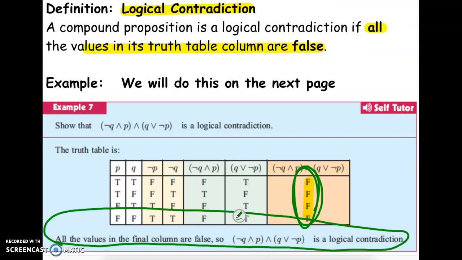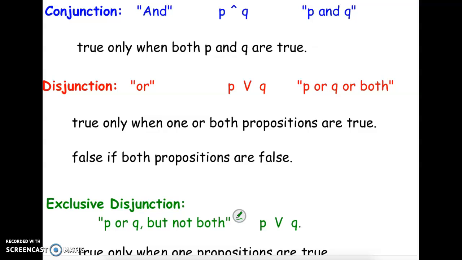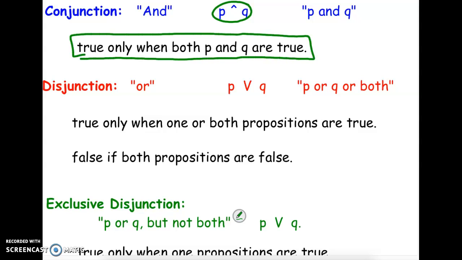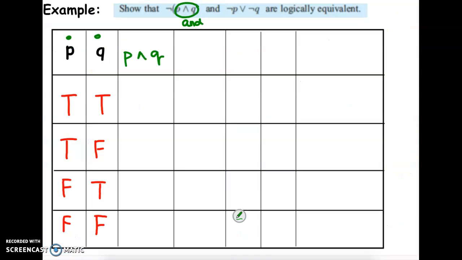So I'm going to go back to our definitions right here. Notice our symbol is a conjunction. We're looking for true only when both are true. So the first row, we have a true and a true. So that's true. We have a true and a false. Both of them aren't true, so this is a false. False and a true. Both of them aren't true, so it's a false. We have a false and a false, so it's a false. All right.